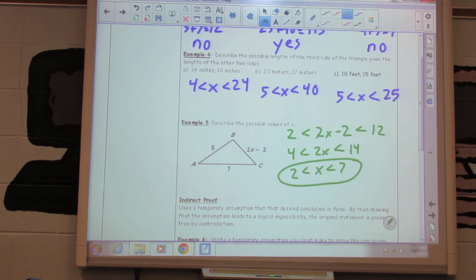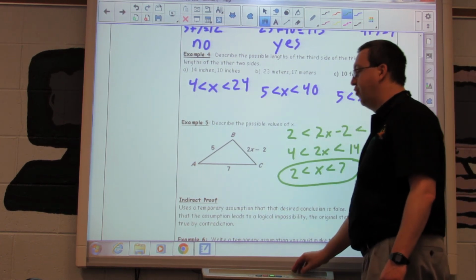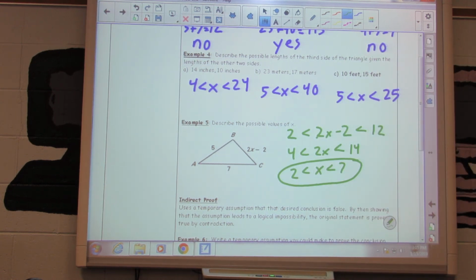Another thing that could complicate this is if we had a negative, our signs would switch when we multiply or divide by a negative. But for right here, we don't need to worry about that. Then on the note sheet, there is stuff about indirect proof. Right now, we are not going to worry about the indirect proof stuff. We will end there and just look at the inequalities in our triangle. So you can ignore the rest of the notes.